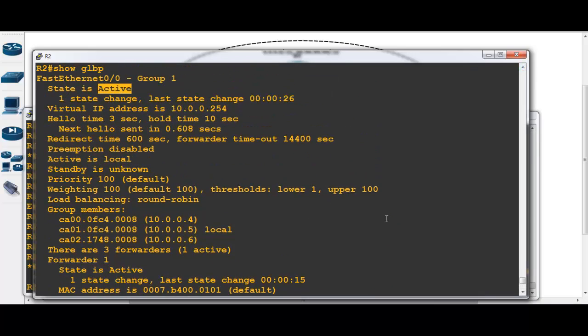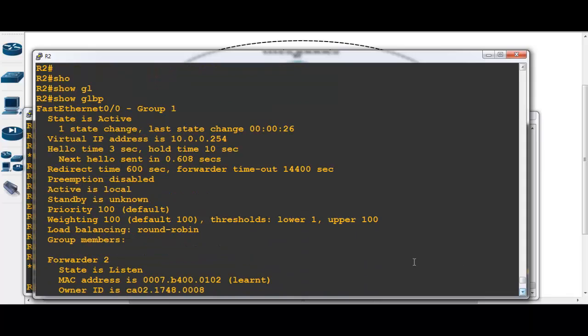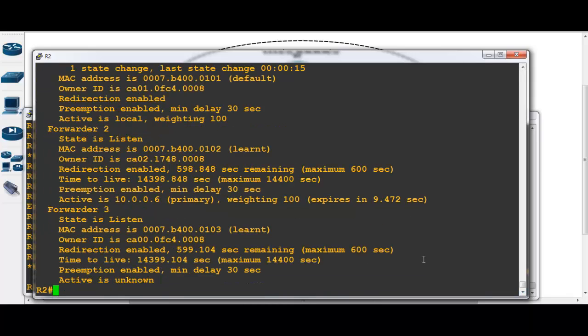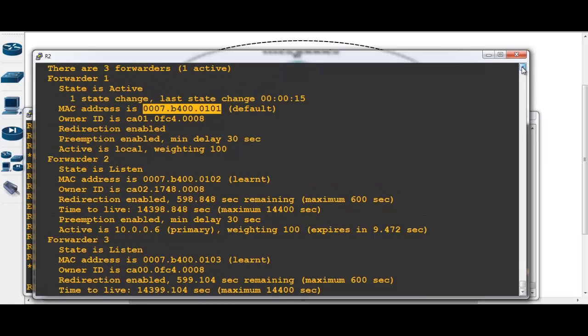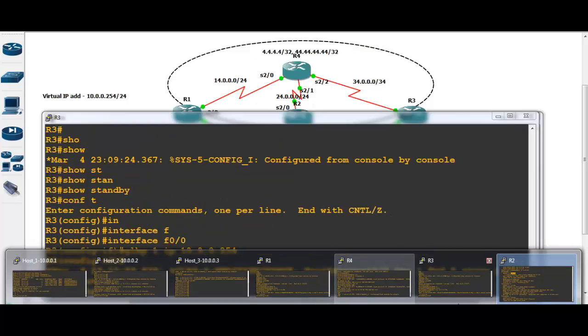But there is another active for forwarder 1, meaning anyone who comes with this MAC address, I will be forwarding, which is the local router. I am the forwarder. But whoever comes with this MAC address 102, 101, I am responsible. I am active. For 102, you will see someone else is responsible. Let's see R3.